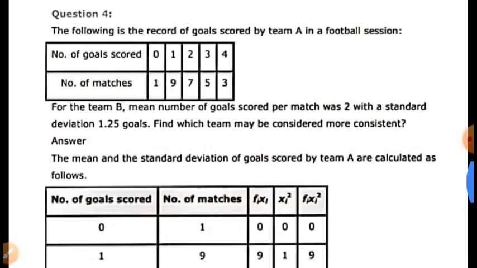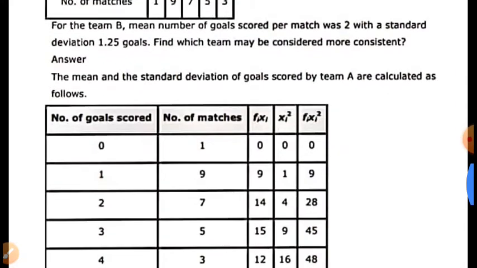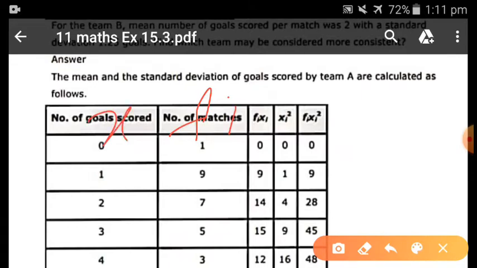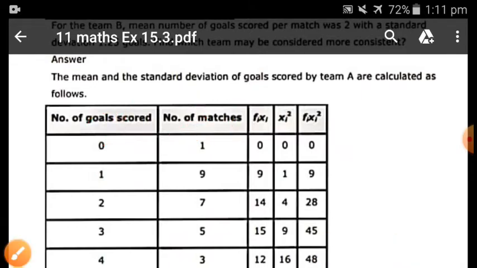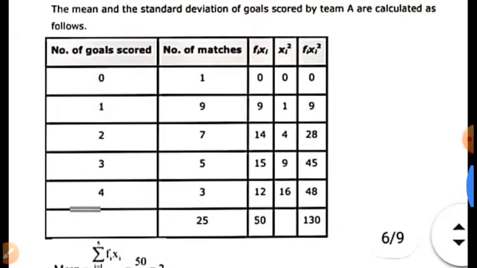In the same way, the fourth question is the following record of the goals scored by team A in the football session. Number of goals scored: 0 goals, 1 goal, 2 goals, 3 goals, 4, and the number of matches. This is discrete data, just like ungrouped data. These xi values are already given to us. You consider this as the frequency and this as xi. So fi xi should be taken into consideration, and from that you will get the mean value.